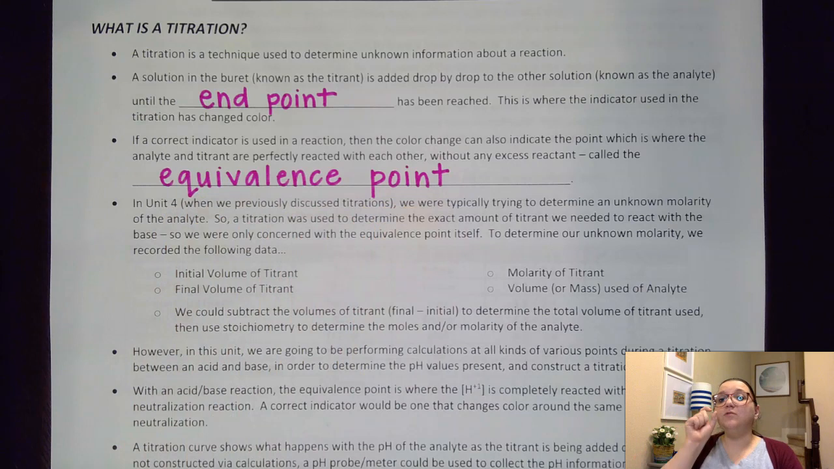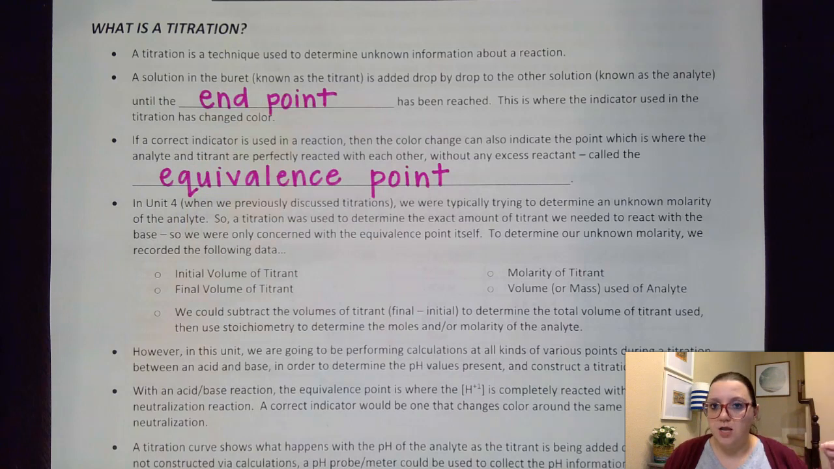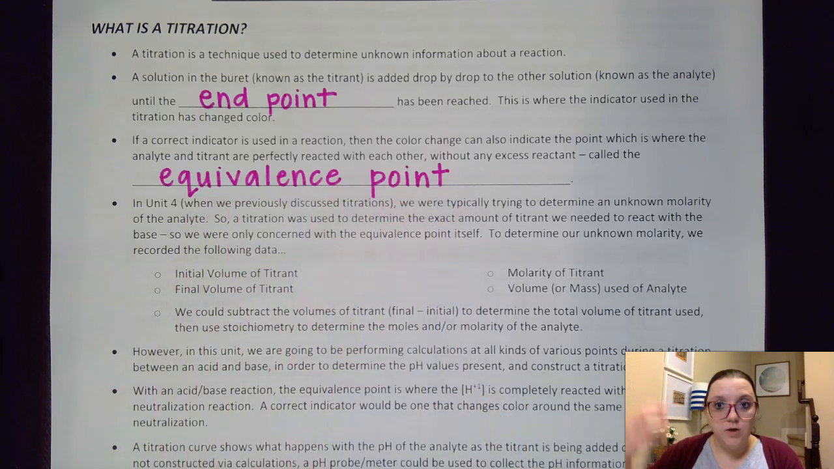Now, if we've picked a good indicator, the endpoint, which is tied to the color change, will occur at the same time as the equivalence point, where the stoichiometric ratios cancel each other out. So we have to make sure we're picking a good indicator. It's important that the endpoint and the equivalence point are happening at the same moment. And we're going to talk about picking a good indicator here in just a little bit.